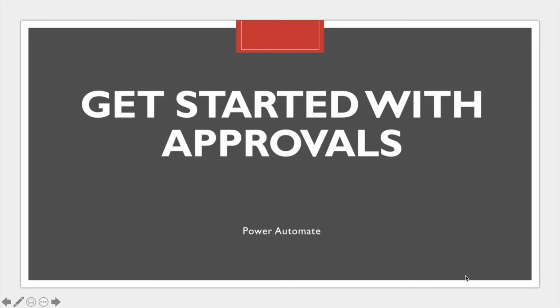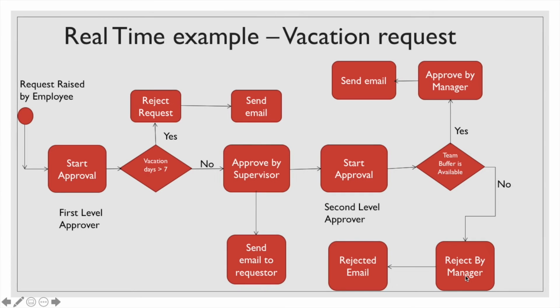Let's start with approvals in Power Automate. This is one real-time example which can help us in creating these approval flows. Here it is a vacation request. Suppose a request is raised by an employee, and it will go to the first level approver. If vacation days are greater than 7, it will be automatically rejected, and it sends an email to the person who requested this vacation.